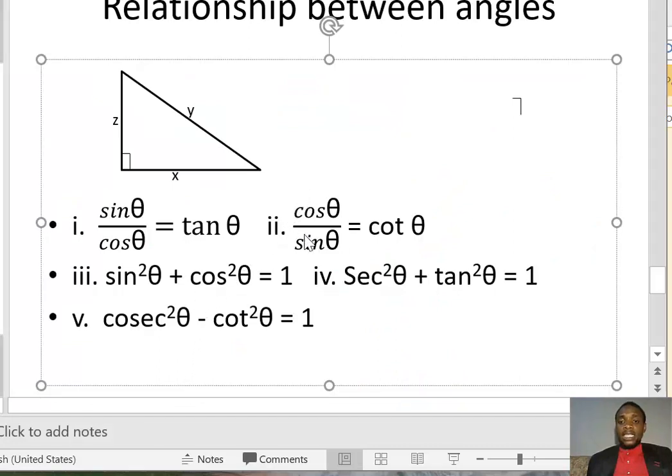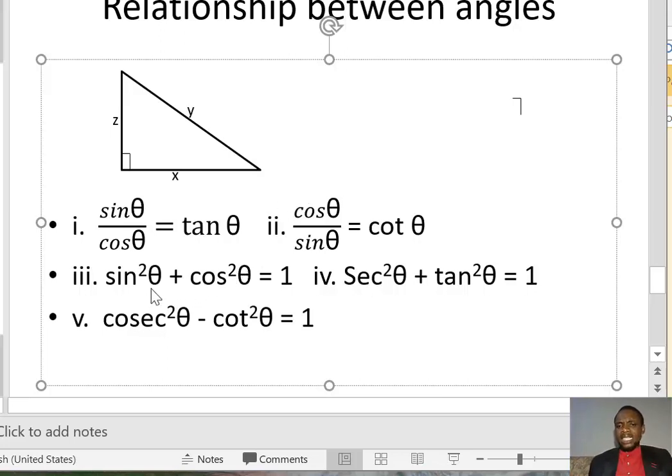Another thing to be noted is that cos theta over sin theta equals to cot theta. If you recall that the cot theta is the inverse of tan theta. So if you find the inverse of sin theta over cos theta, it's still going to give you cos theta over sin theta. If you follow that same method, you are still going to get the same result. So you don't need to stress yourself on that.